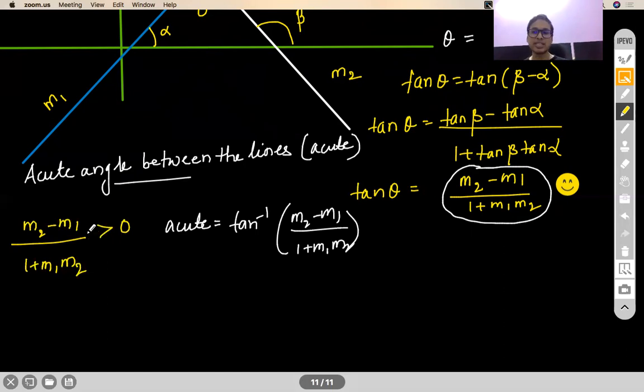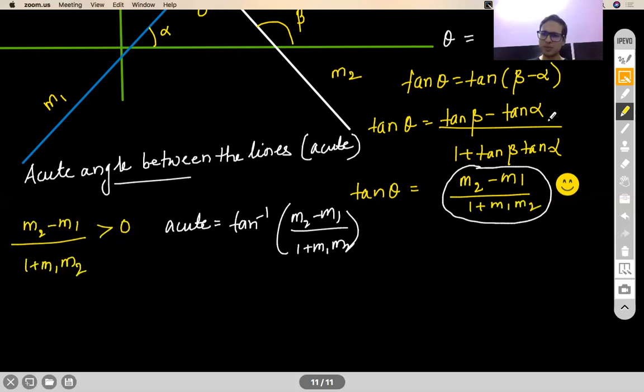Now, why will tan inverse of that give me an acute angle? Remember, your angle between two lines will always be between 0 and pi. Correct? Just like angle of inclination, right? Between any two lines, the angle can always be between 0 and pi only, pi exclusive, let's say. So if your tan of an angle is coming out to be positive, that means that angle should be in the first quadrant, and if it is in the first quadrant, it automatically becomes acute.